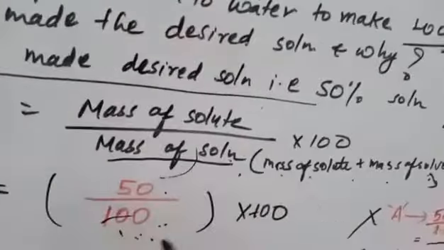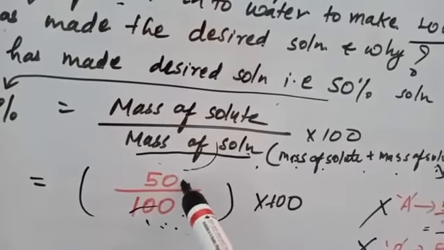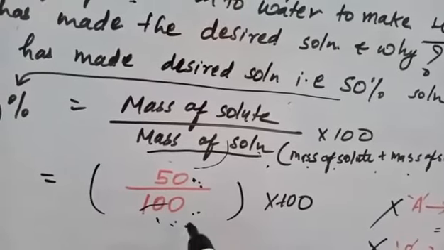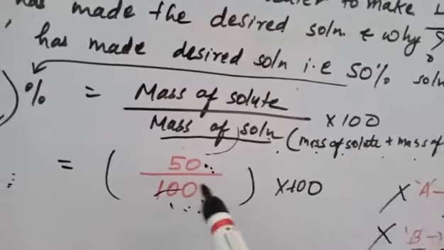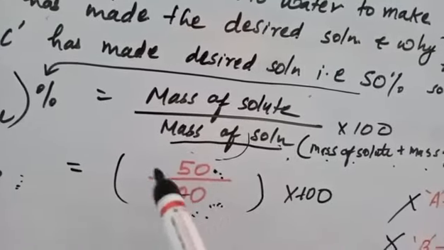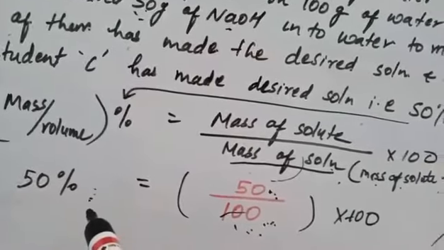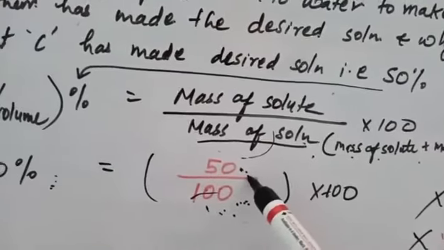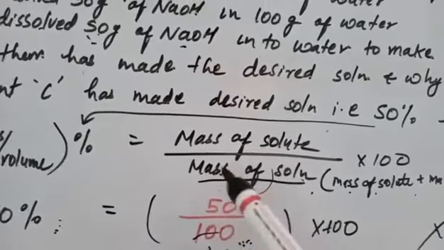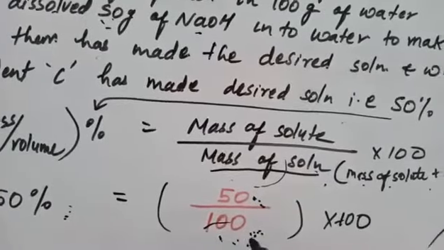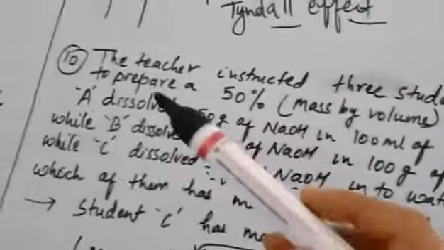We will just calculate. If we take 50 gram of solute in 100 ml of solution, then you can just cancel it. We will get 50 here. So we will get 50% NaOH solution if we have solute 50 gram dissolved in a mass of solution of 100 ml. So mass of solution will be 100 ml. So C has actually got the solution of 100 ml, but A and B do not have.